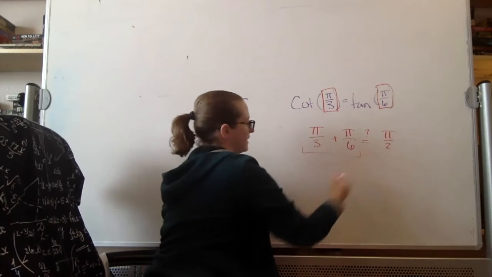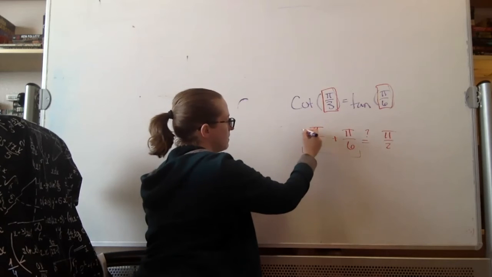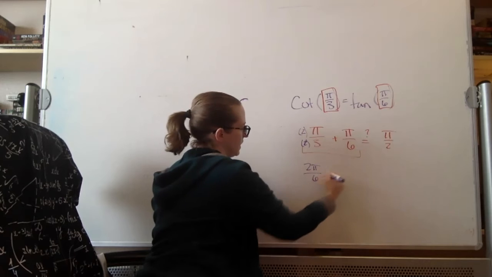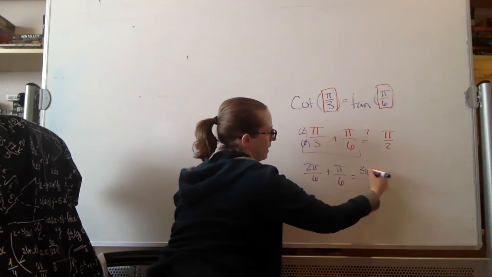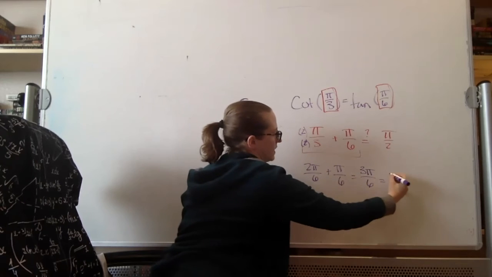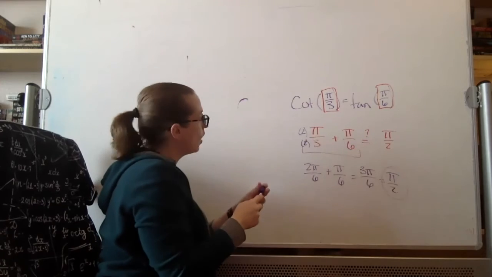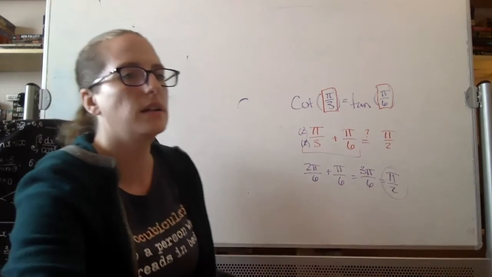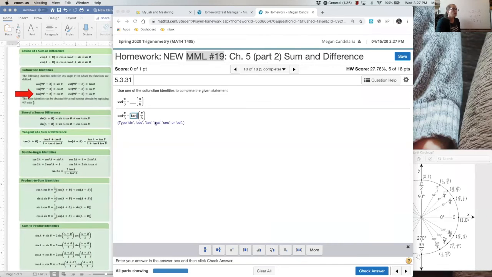In order to add these together, I need to get a common denominator. The common denominator is going to be 6, so I'm going to multiply top and bottom here by 2. That gives me 2 pi over 6 plus pi over 6, which is 3 pi over 6. 3 over 6 reduces, so I definitely get pi over 2. So we've shown that this co-function identity holds true. So our answer, if I go back to screen sharing, should be cotangent of pi over 3 equals tangent of pi over 6.